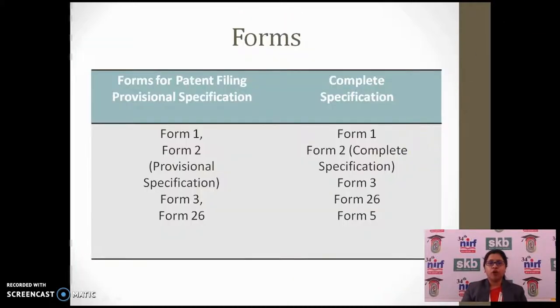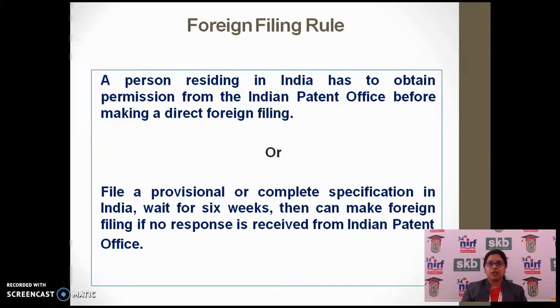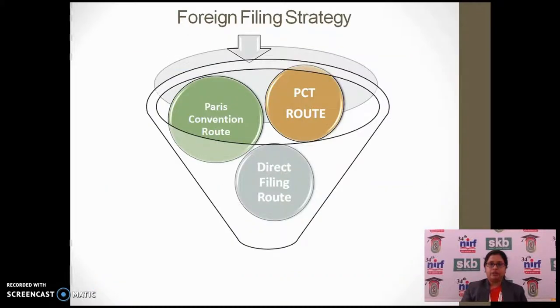These are the forms required for filing a patent: Form number 1, Form number 2, Form number 3, Form number 26 and Form number 5. These are some foreign filing rules. A person residing in India has to obtain permission from the Indian Patent Office before making a direct foreign filing. These are the filing strategies. They include the PCT route, that is the Patent Cooperation Treaty rule, the Paris Convention rule, and the direct filing rule.